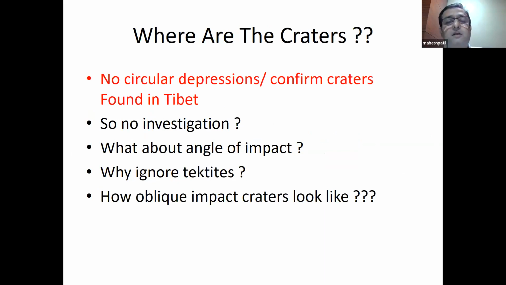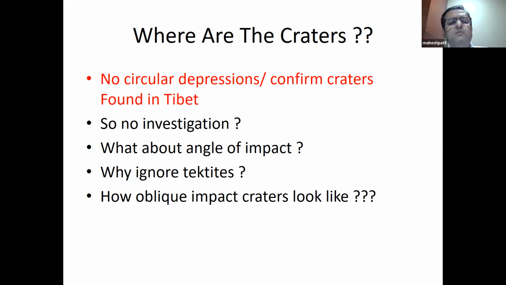So the question is that okay, we have tektites, we have high pressure minerals. There are many clues about it. But where are the craters? There are no craters in Tibet. There are no circular depressions in Tibet. Right now, we haven't been able to prove anything as a crater. To prove something as a crater, you need to visit that place. China is not allowing anything to be done in that region. We are trying to figure out various sources. If any one of you have some connect, I'm more than happy to associate.